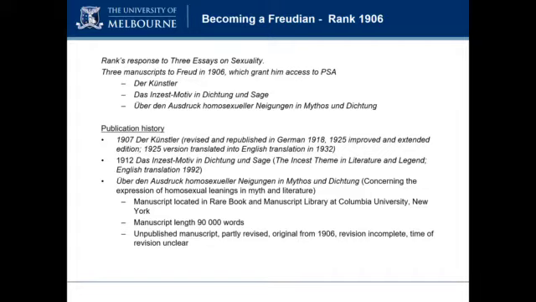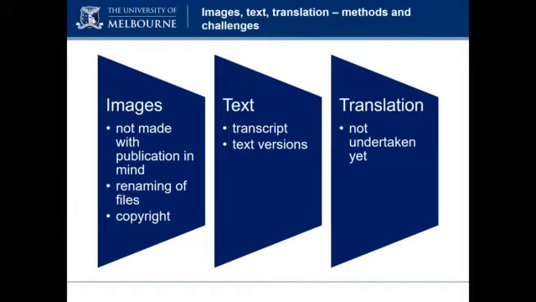The manuscript is in the Rare Book and Manuscript Library in Columbia. I found it there. It's unpublished. It's about 90,000 words. It's a revised version, but not a completely finalized revised version of the first version that Rank wrote. So a challenging project in many ways, but it's also one of the key early texts in which psychoanalysts deal with homosexuality. And as a scholar of the history of sexuality and the history of psychoanalysis, obviously this is of interest to me.